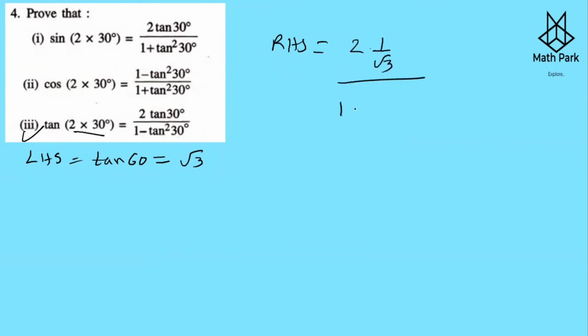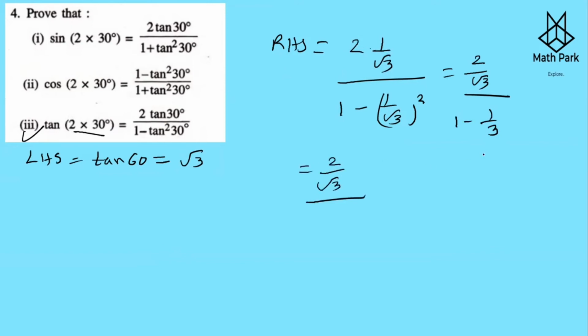2 times tan 30 upon denominator, we have 1 minus tan square 30. That is 1 upon root 3 and then the square of this. So this is 2 upon root 3 upon 1 minus 1 by 3. So we get 2 upon root 3 upon 3 minus 1 by 3, which is 2 upon 3. So this is 2 upon root 3 into 3 by 2. So this 2 and 2 got cancelled.